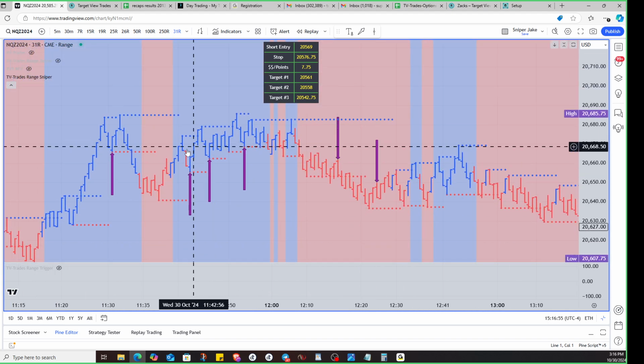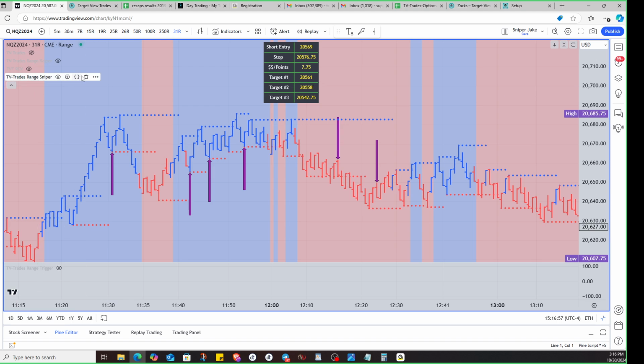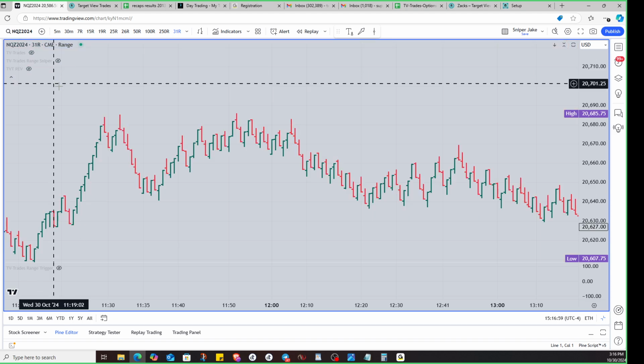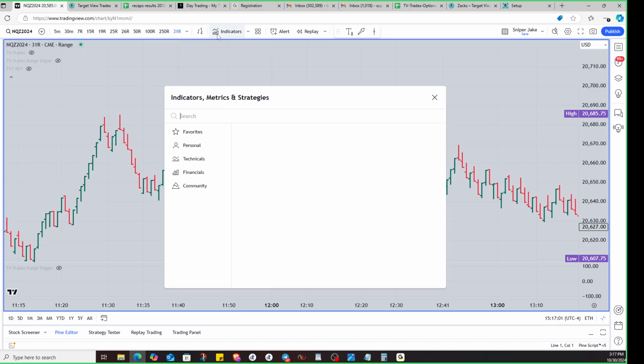So I added that. That is inside the range sniper. Now, oops, I thought I added it inside the TV trades too. Let me see if I did. I don't know if I did.